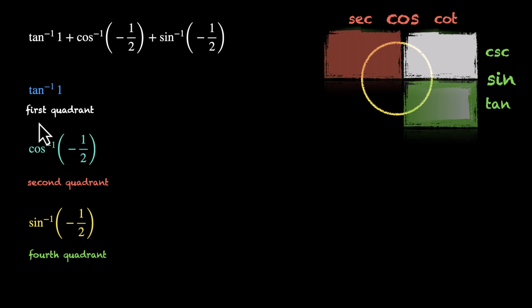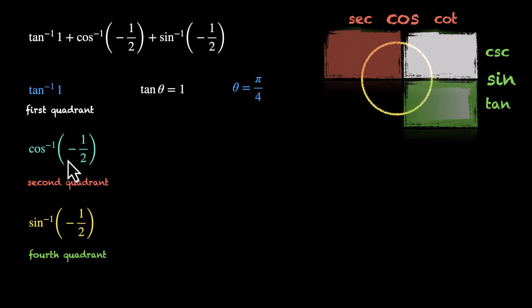Which angle in the first quadrant has tan equal to 1? Tan of theta equals 1. What's the value of theta? Now that's equal to pi by 4, because tan pi by 4 or 45 degrees, that's equal to 1. So theta is pi by 4. This is in the first quadrant. Tan inverse 1 is equal to pi by 4.